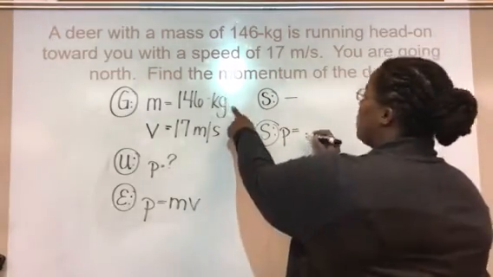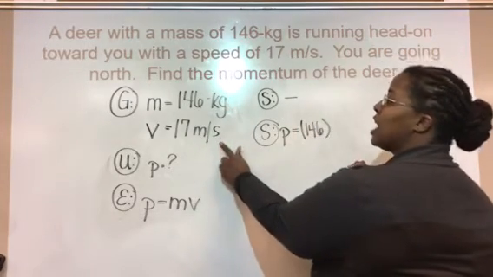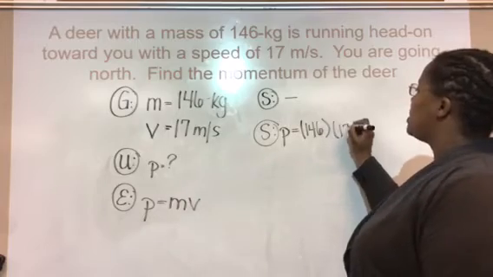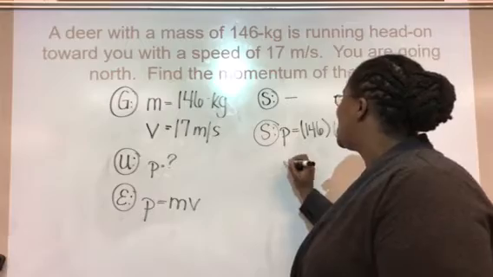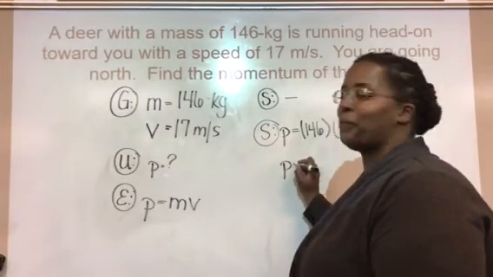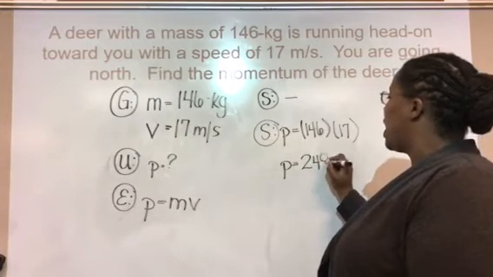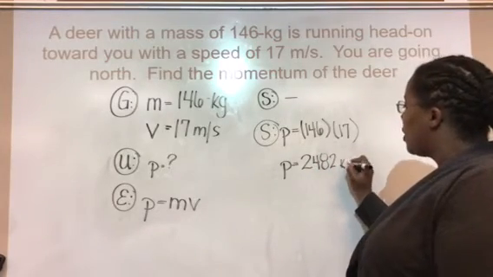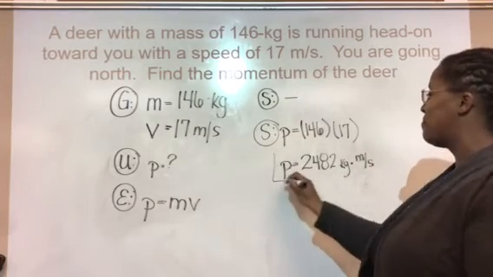All right, P equals M, which is 146 times V, 17. 146 times 17 should give you a pretty nice number. We're looking at 2,482 kilograms times meters per second.